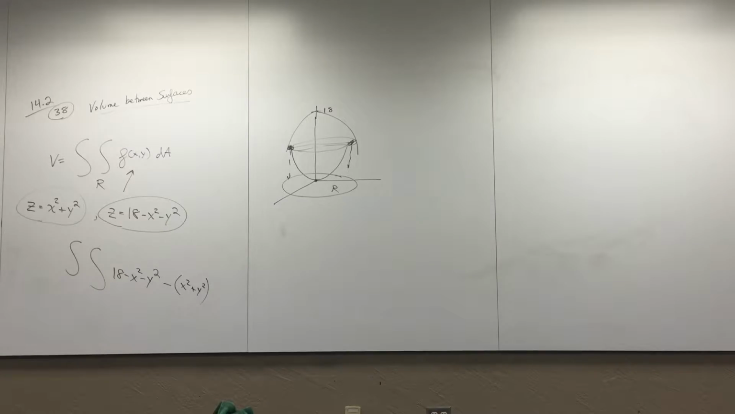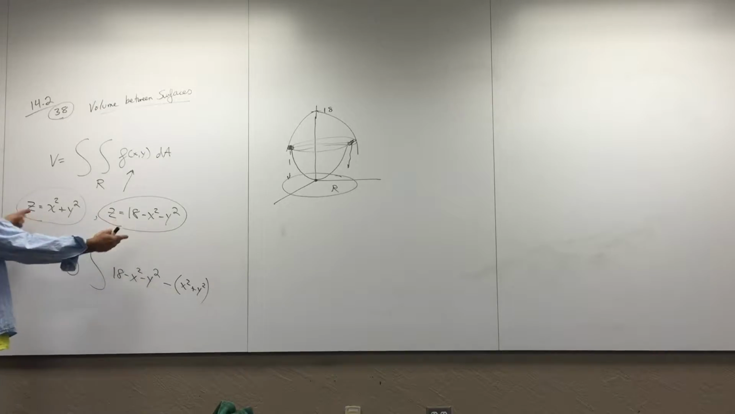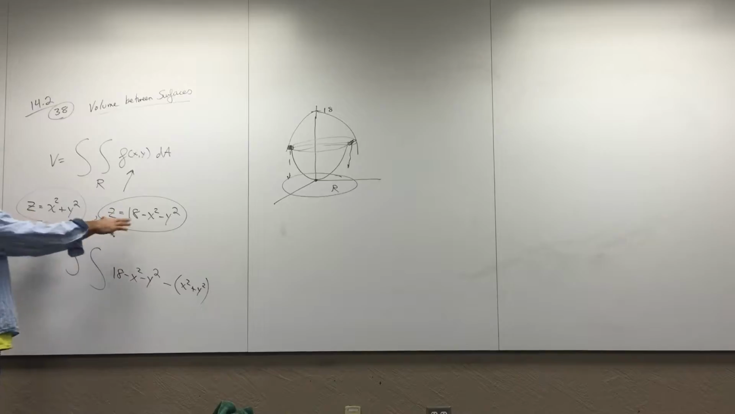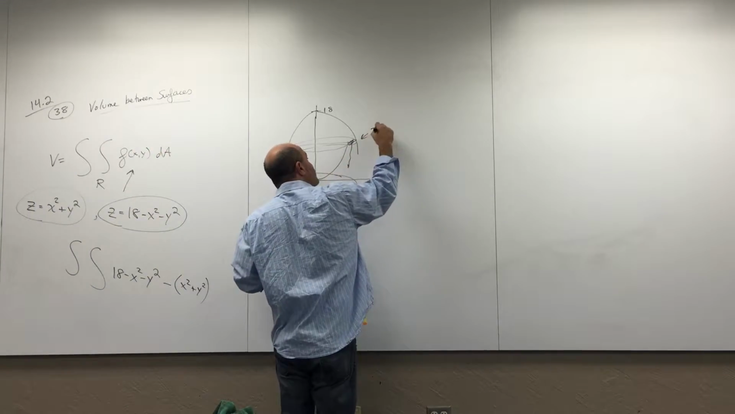So now I'm curious where those guys intersect and what that might look like. How would you investigate where they intersect? Set them equal to each other. Yeah, set this Z equal to this Z. I'm going to set them equal to each other and investigate where they intersect. Right, let's check this out.